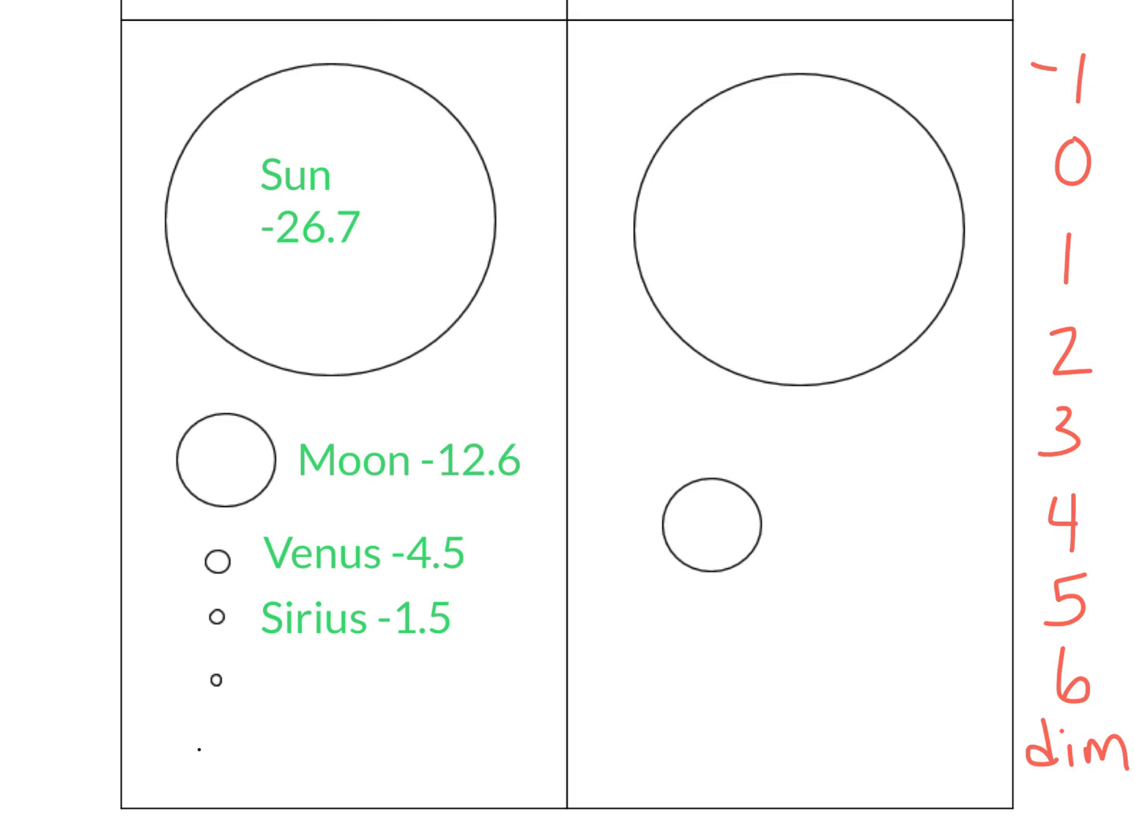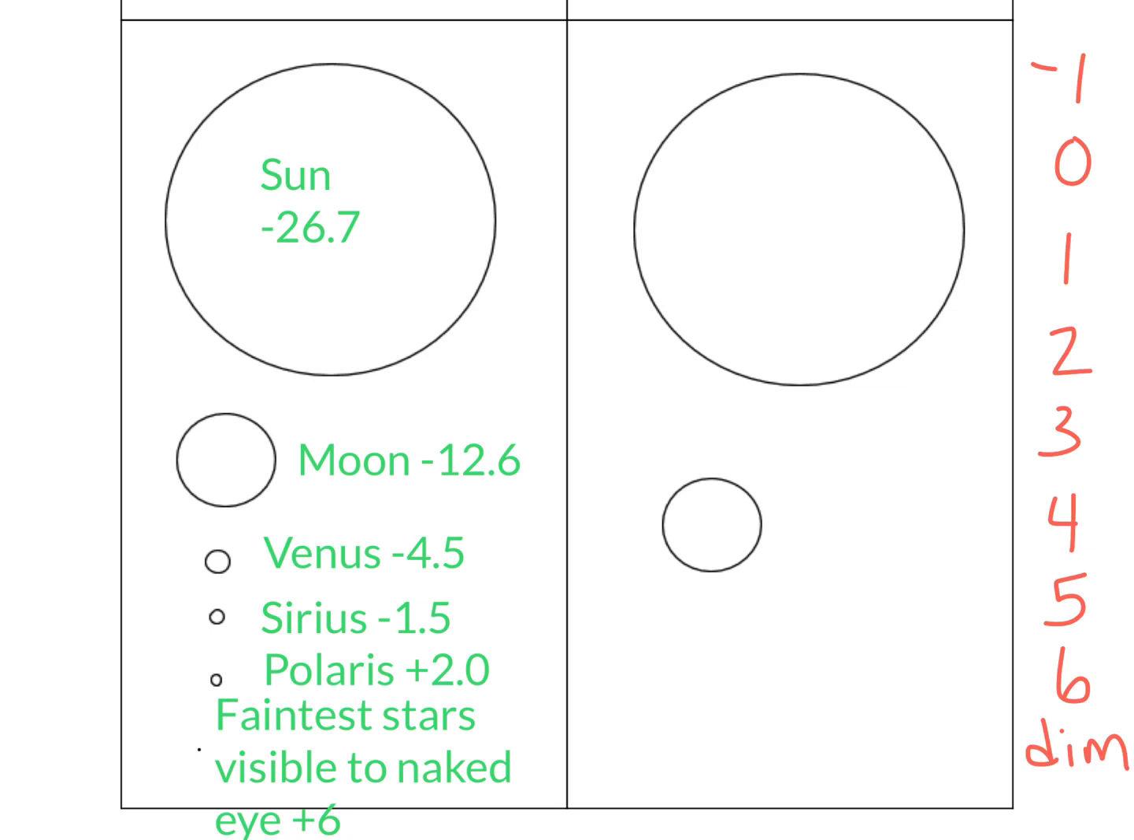Polaris, the North Star, is much dimmer, with an apparent magnitude of 2.0. The faintest stars we can see in our night sky are about magnitude 6. Now remember, all of this is what we see from here on Earth, but that's because all these objects are not only different in their inherent brightness, they are also at very different distances from Earth. So let's now compare this to absolute magnitude.